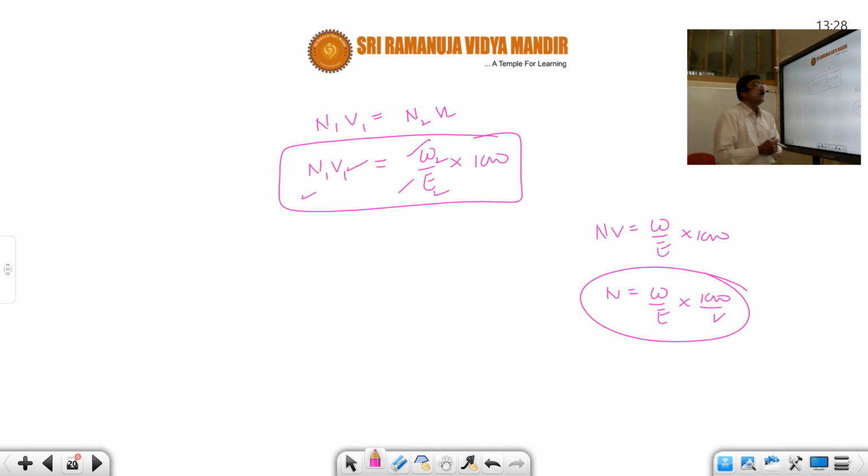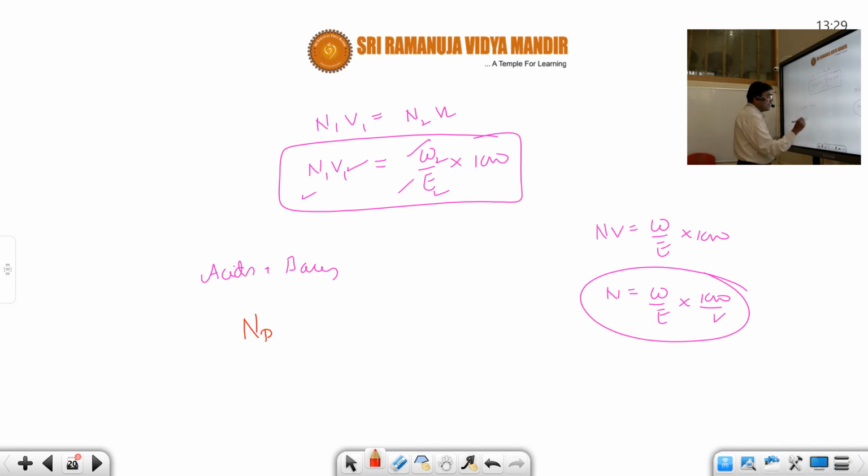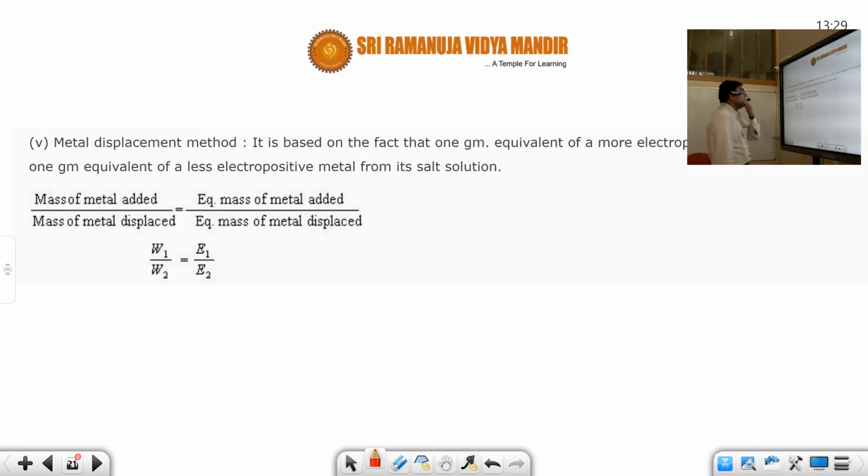Neutralization, you know, for acids and bases, how to use, students? For acids and bases, resultant normality. You know very well, resultant normality NR is equal to N1V1 minus N2V2 by V1 plus V2. Now, let us see here. Already I conveyed to you. So this is the formula. What is the formula? Metal displacement method. So mass of the metal is equivalent to equivalent weight.